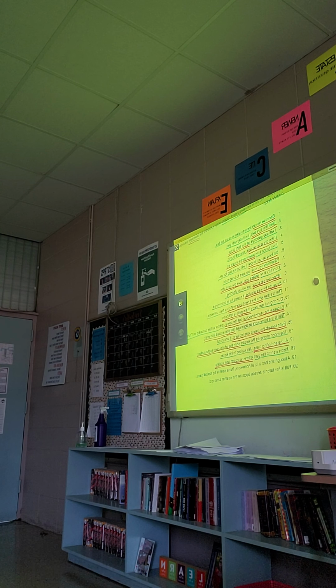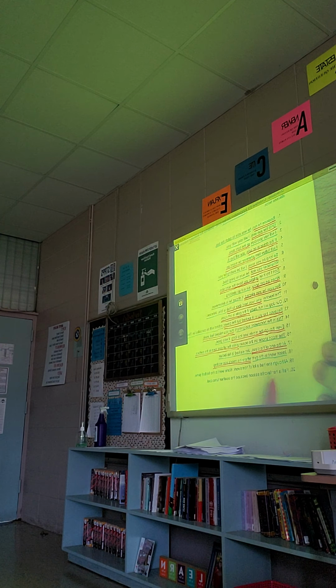Liam, can you help me with number 19? What's our subordinating conjunction? Although. And what's our dependent clause? Although she had a lot of homework. Yes. So we'll double underline that. And then what's our independent clause? Marie went to the football game.